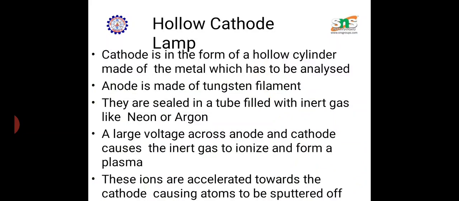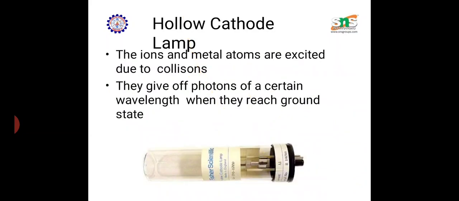So the hollow cathode lamp, there will be different types of lamps. The cathode lamp is a hollow cylindrical thing. It is made up of tungsten. Between the anode and cathode, a high voltage is applied, and the inert gases get ionized. Because of this, we get light of the required wavelength.